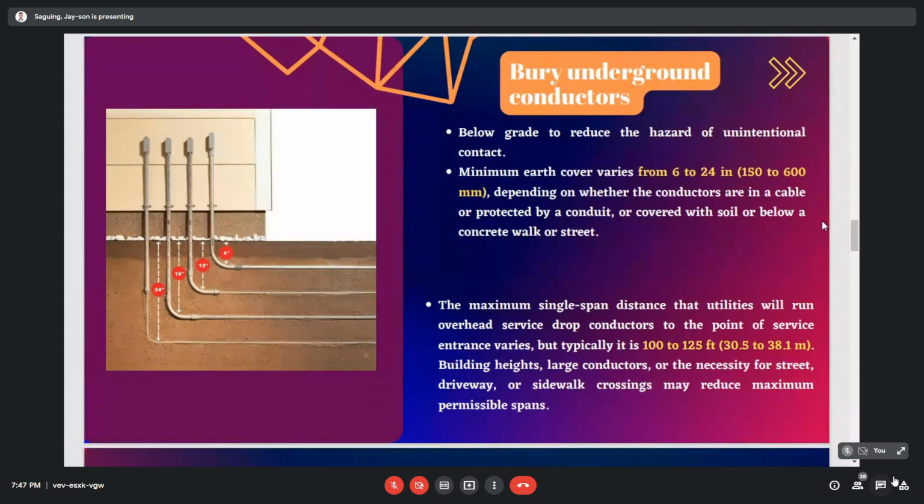The maximum span that utilities will run overhead service drop conductors to the point of service entrance varies, but typically it is 100 to 125 feet or 30.5 to 38.1 meters. Building heights, large conductors, or the necessity for street, driveway, or sidewalk crossing may reduce maximum permissible spans. So, next slide.